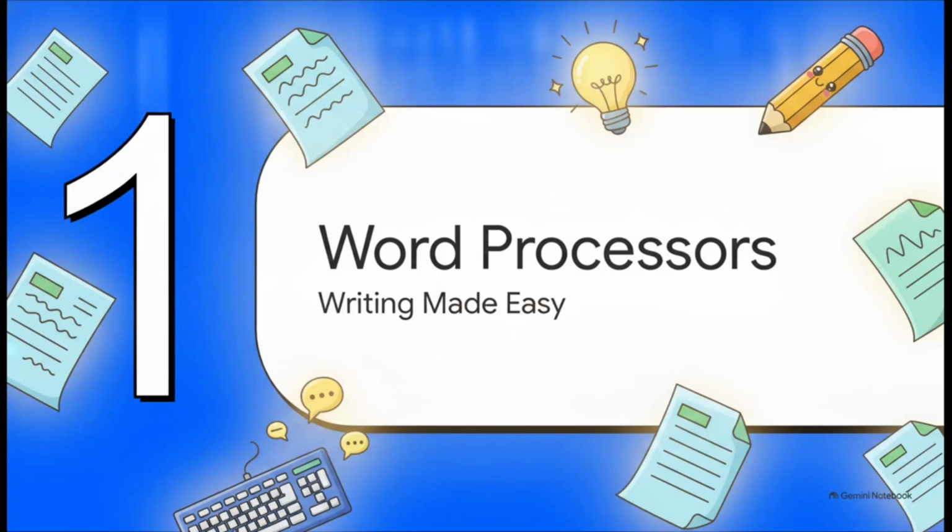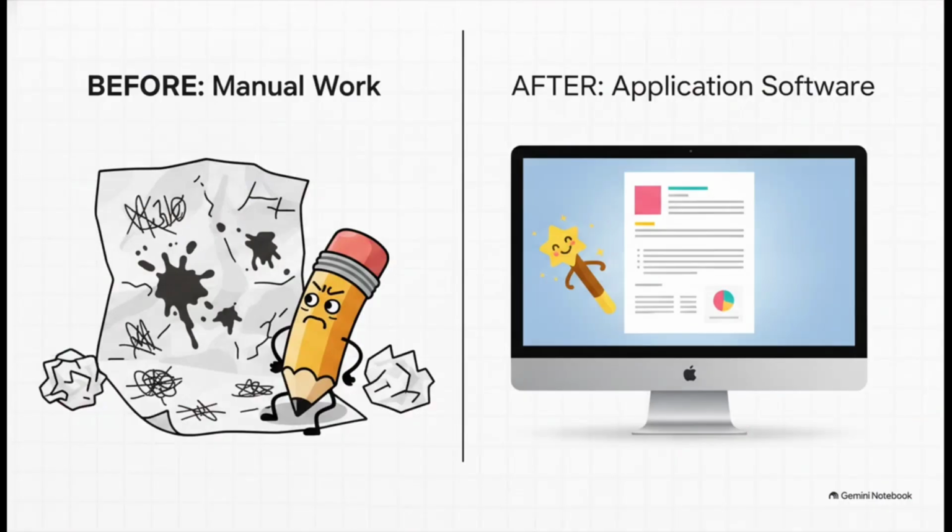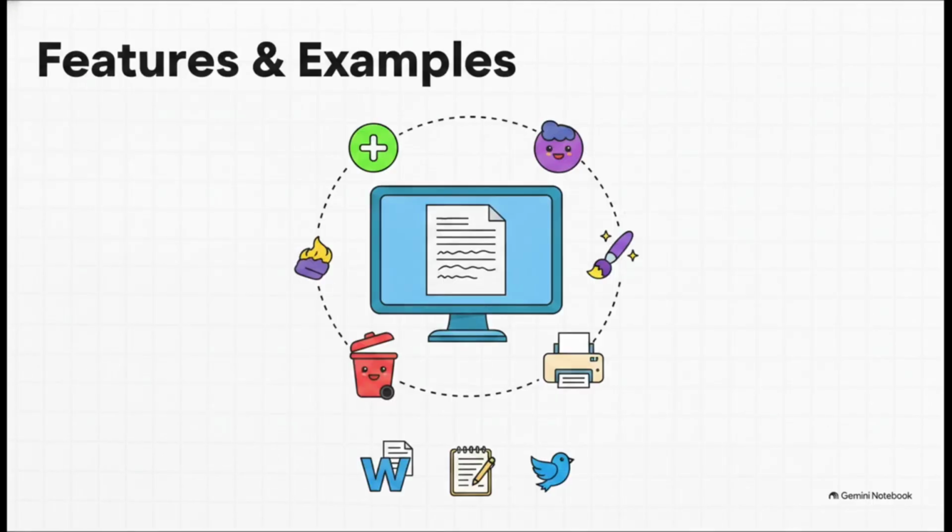Number 1. Word processors, writing made easy. Look, if you've ever tried to write a really long essay by hand, you know it can get super messy. You cross things out, you run out of space at the margins. It's just a total headache. Well, a word processor completely flips the script on that. It helps you create amazingly professional-looking documents, and it does it quickly and efficiently. It takes all those messy, scattered thoughts and organizes them into a beautiful, neat page right on your screen. You basically get total control over how your text looks.